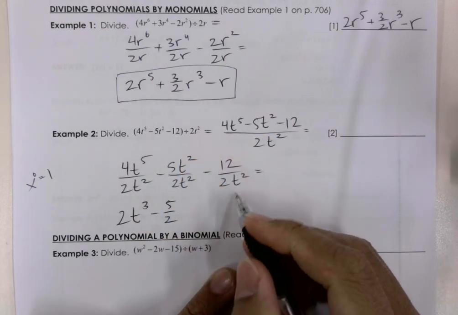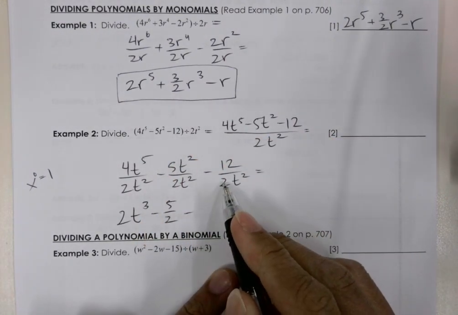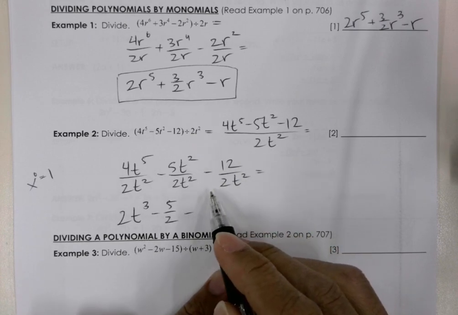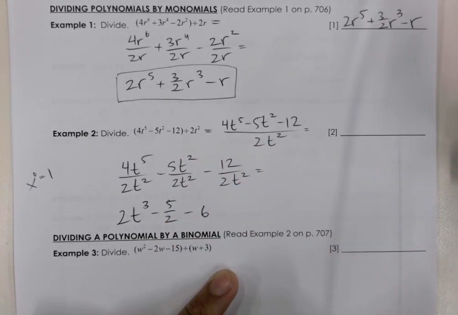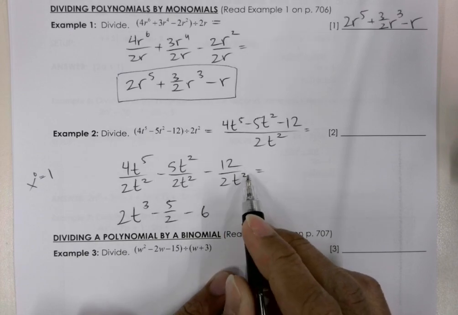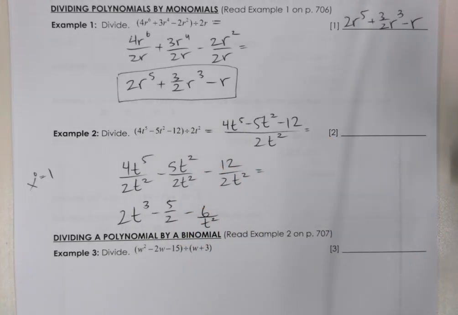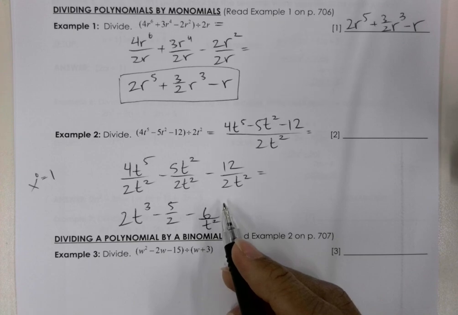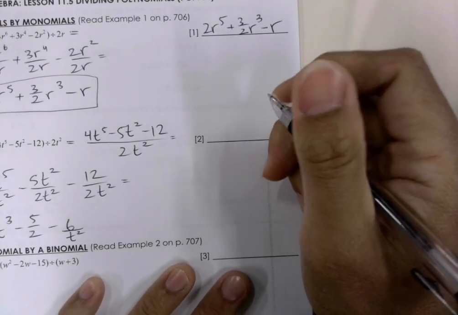So let's go ahead and move on to the last term. It's going to be minus 12 and 2. So the greatest common factor is 2. So it's 6 over 1. 6 over 1 is 6. And we do not have anything to cancel out the t squared in the denominator, so it's going to be 6 over t squared. Or we can write it as 6 times t to the negative 2. But I'm going to leave it like this.